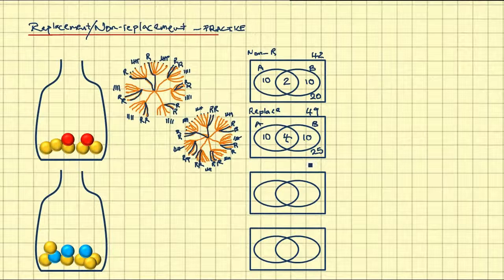So now that we've got to this stage, you might want to pause the video at this point and work on the second jar. The second jar has 3 blues and 6 yellows. So again, think about the sample space. Think about it first with non-replacement, then work on replacement, and see if you can fill in the Venn diagrams.